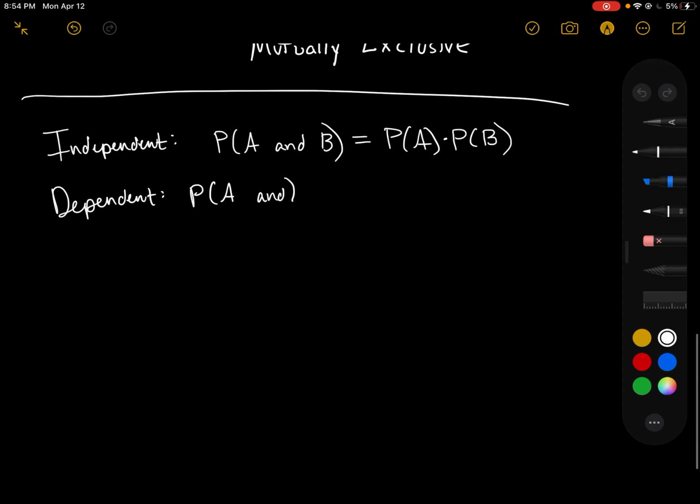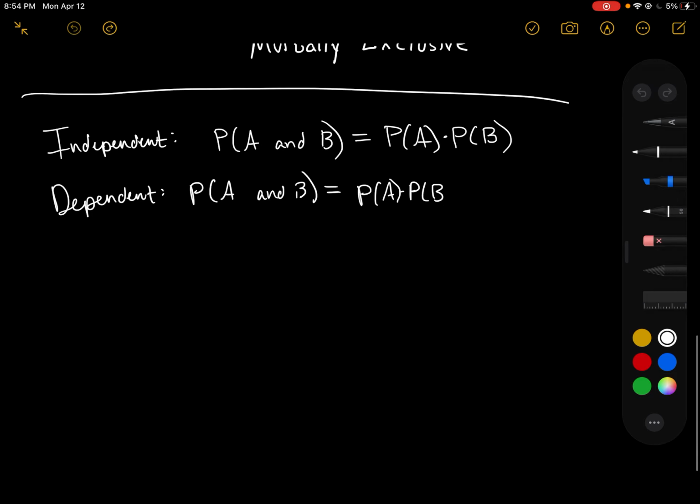If we have dependent events, though, the probability of A and B is now equal to the probability of A times the probability of B given A. Sorry, I wrote that wrong at first.